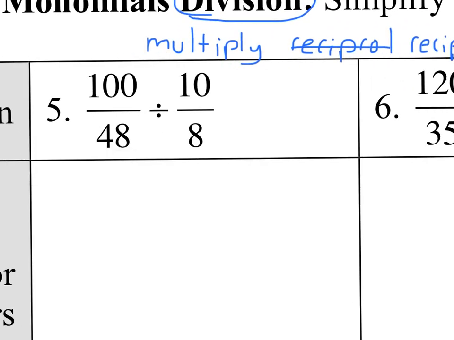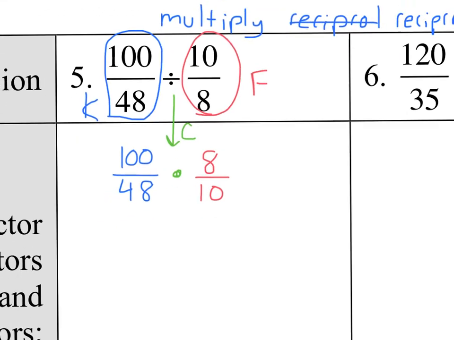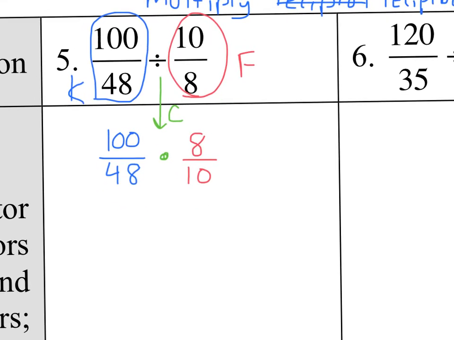So notice this one here. I am going to keep this one, 100 over 48. I'm going to flip this one to be 8 over 10, in other words, the reciprocal. And I'm going to change to multiply. So there's my K, there's my F, and there's my C, KFC. So now there's nothing new. We did exactly this before. So now let's just start cross-reducing.